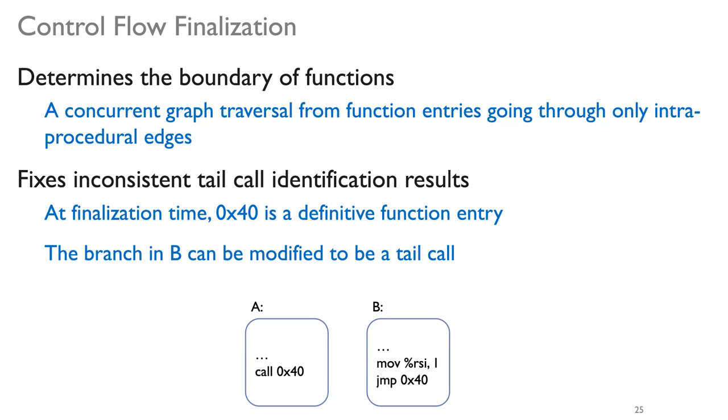Here is the tail call example we showed before, where depending on the analysis order, function B may or may not contain address 0x40. The key insight here is that during control flow finalization, all control flow graph elements have been found. So we have more information to make a consistent decision. Specifically, 0x40 is a definitive function entry as we must have analyzed the call instruction in A. Therefore, we can mark the branch instruction in B as a tail call.